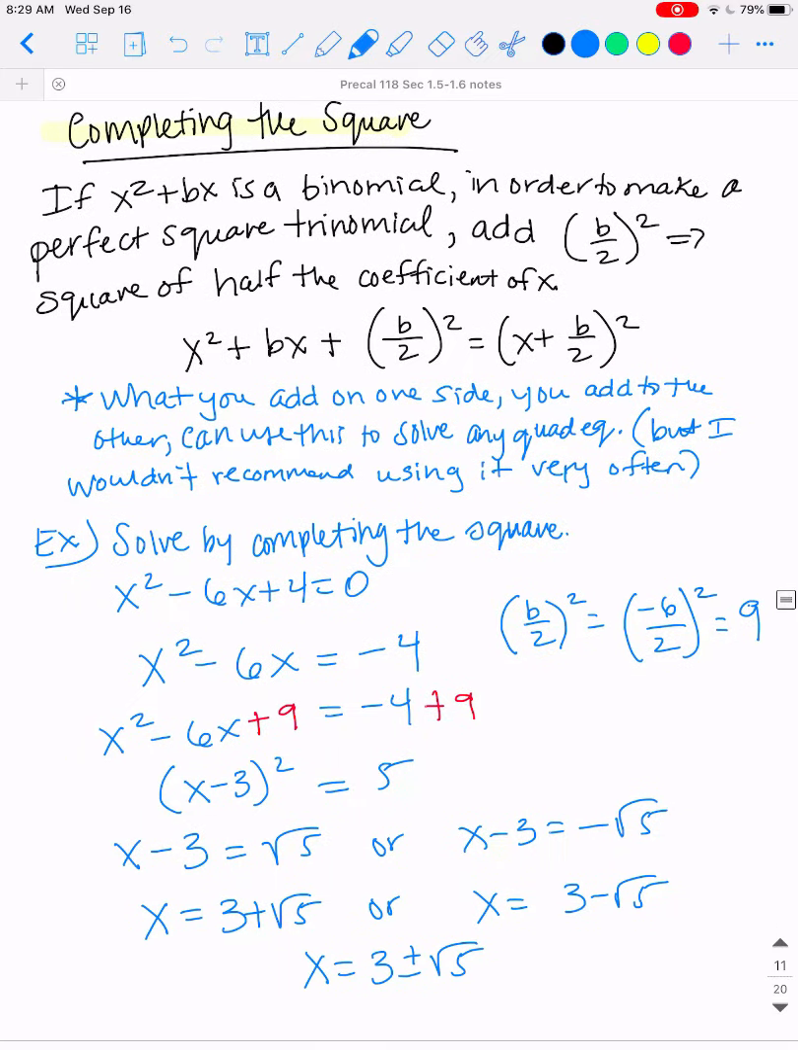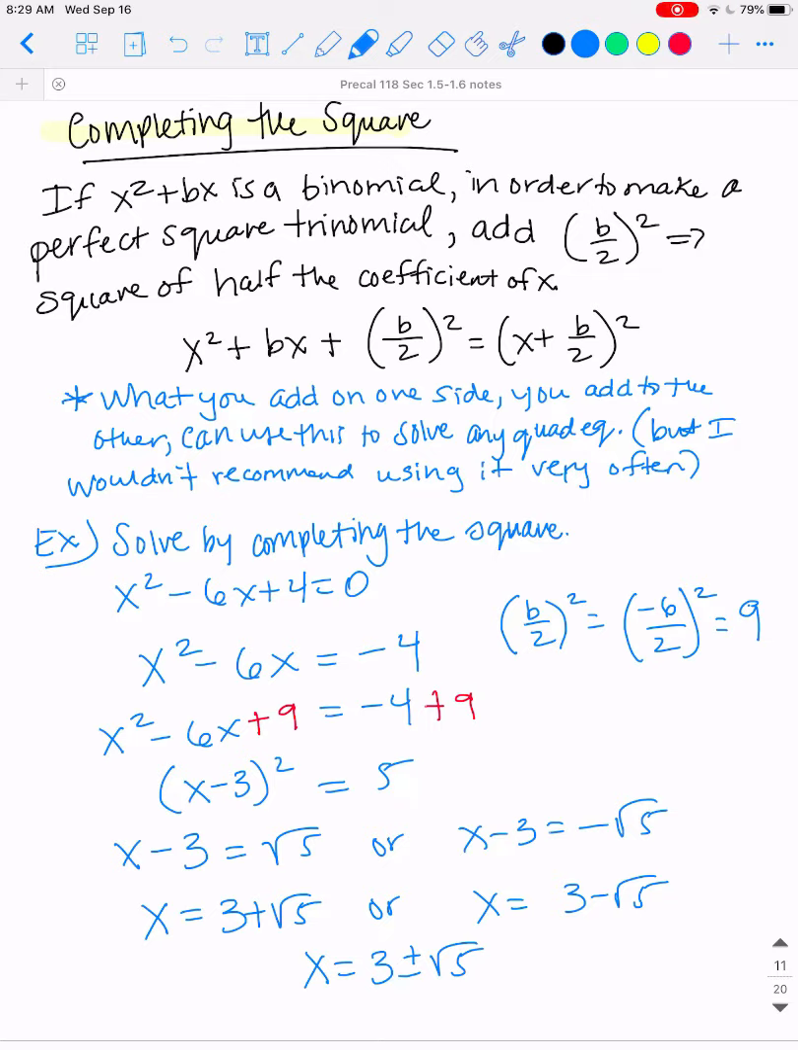Okay, so here's a method called completing the square. Typically we don't use this method too often, and it's just for certain equations that you need to use it for, but I'm going to go ahead and go over it because that's how we actually derive the quadratic formula from the quadratic equation.